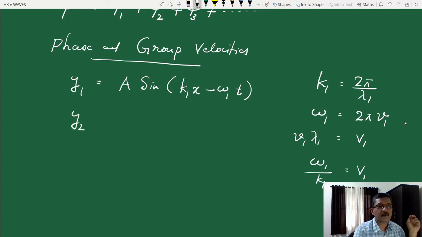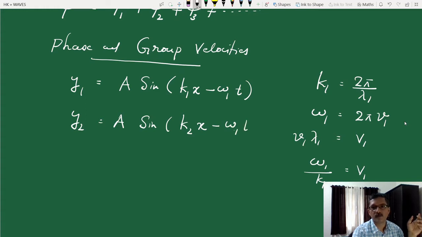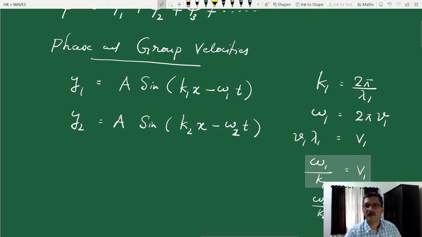Now consider another wave having the same amplitude moving along the same direction, positive x direction, but with a slightly different wavelength. If the wavelength is different, the wave number will be different, and the angular frequency also will be different. So I will use k2x minus omega 2t. Similarly, omega 2 by k2 is equal to v2. So the phase velocity of the first wave is omega 1 by k1, and the phase velocity of the second wave is omega 2 by k2.